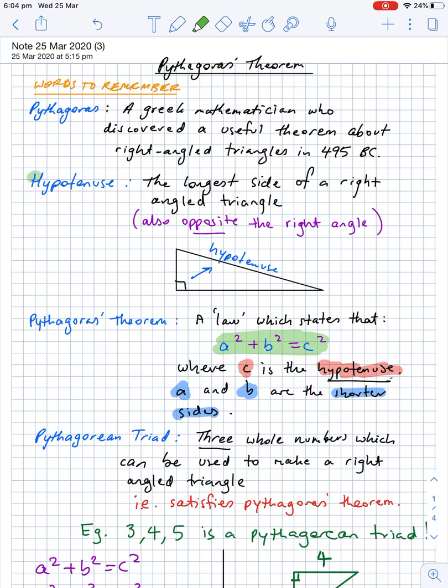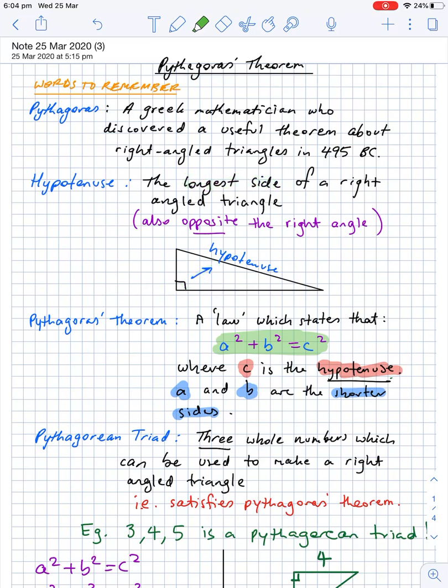Next up, the next word I want you to know about is this word hypotenuse. So the hypotenuse of a right angle triangle is the longest side. It's also opposite the right angle. So if I look at this triangle down here, this is definitely the longest side of my right angle triangle. That's my hypotenuse, and it's also straight across from that right angle. So there's a couple of ways to figure out which side is the hypotenuse.